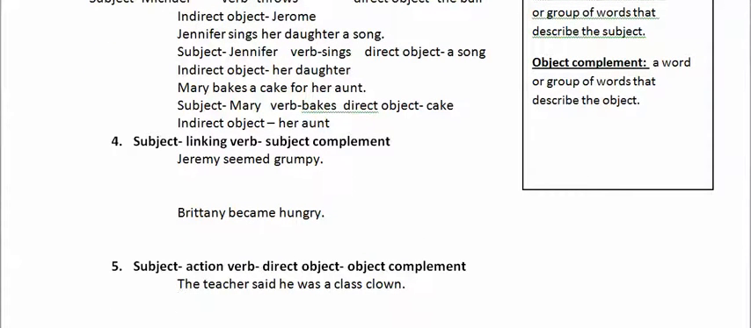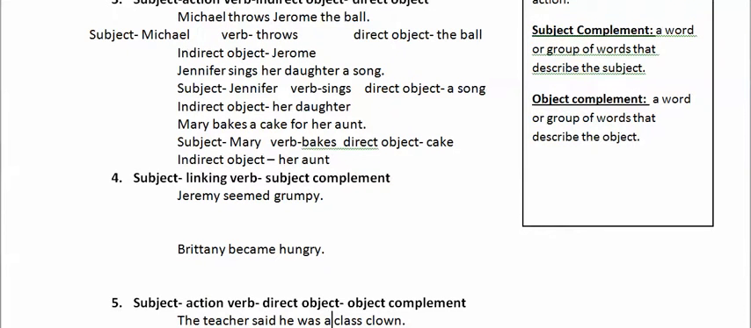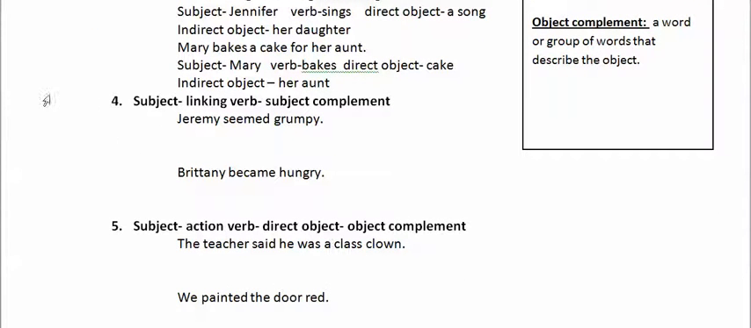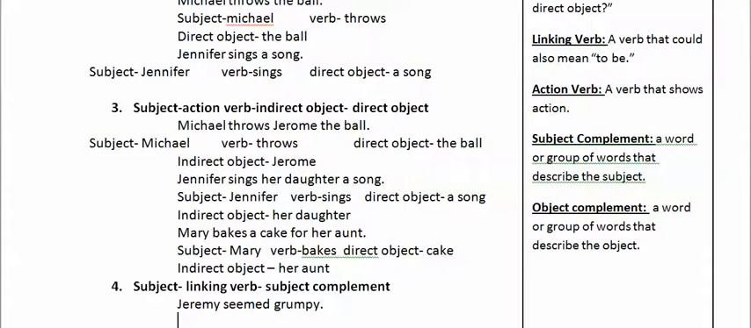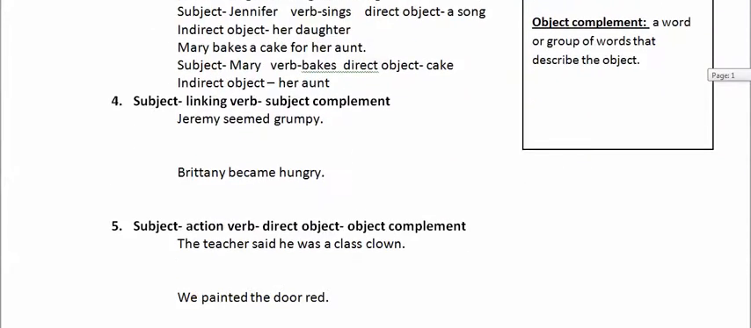Okay, next sentence type. Subject, linking verb, subject complement. A subject complement is a word or group of words that describes the subject. Now we have a different term here, linking verb. A linking verb is a verb that could be replaced by the verb to be. So it means the same thing as to be. It's a version of that verb.